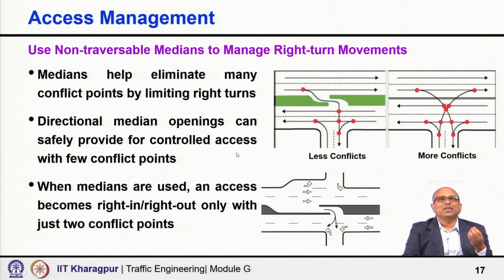A directional median opening can safely provide controlled access with few conflict points, and when medians are used, access becomes right in, right out only, with just two conflict points, as we have shown here.